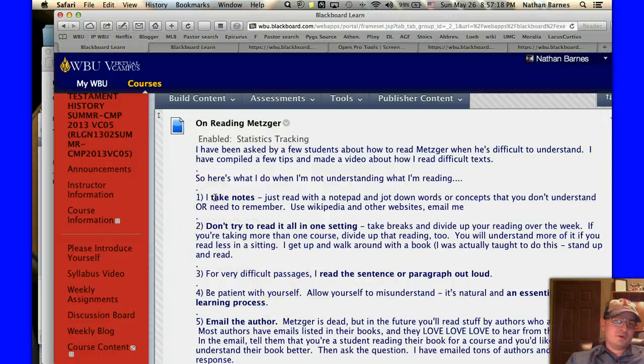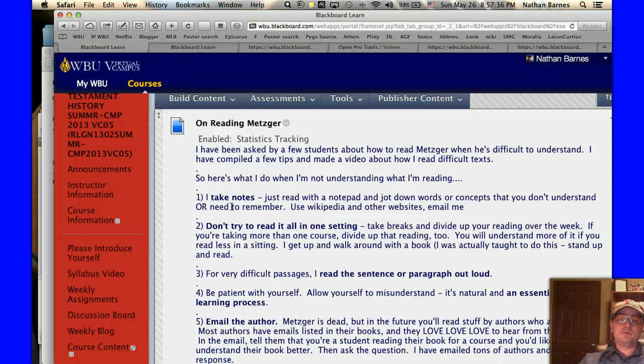I say take notes while you're reading. This is what I do. I'm doing a lot of book reviews now for journals, and I have to take notes on what I'm reading because sometimes I get frustrated and I can't understand what I'm reading. So take notes. It really helps.